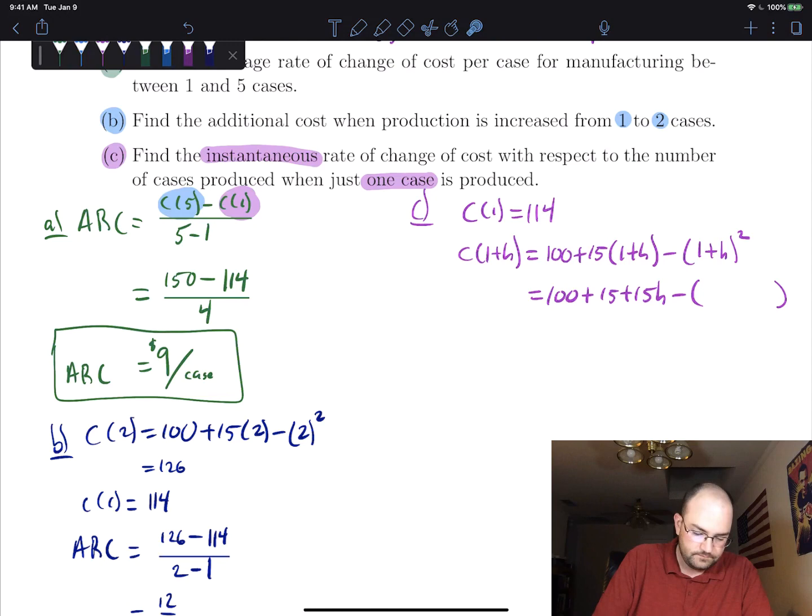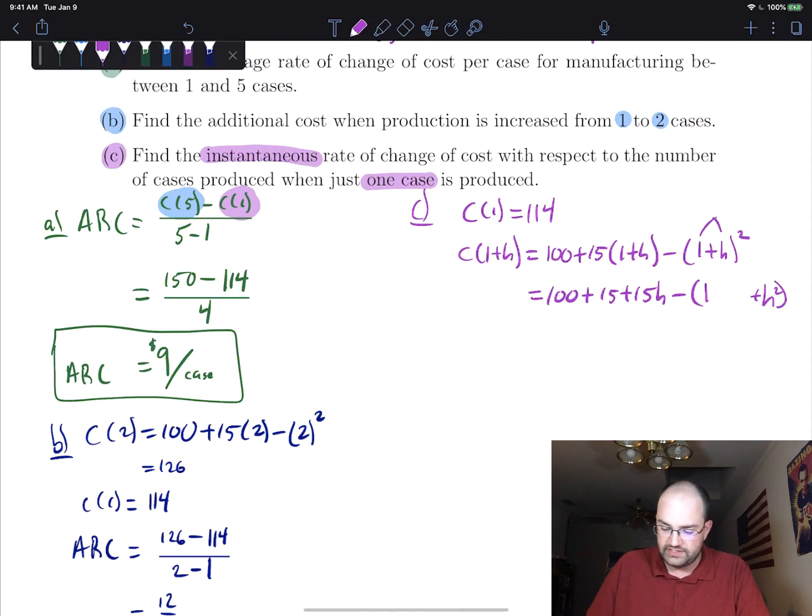Doing so, that's going to give us 1 squared, which is 1, and h squared. So those are the first and last terms in there. Now we need the middle term. 1 times h is h, and then double it makes that 2h. So plus 2h there. Excellent.